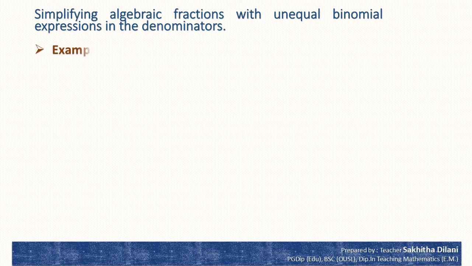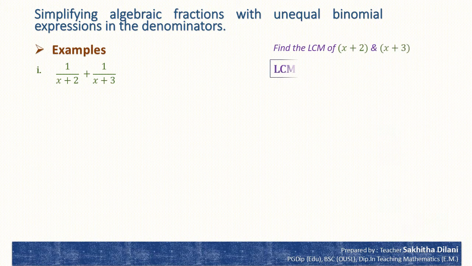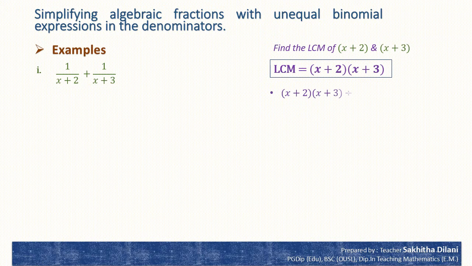Let's see some examples. The first one, 1 over x plus 2 plus 1 over x plus 3. First you have to find the LCM of these two denominators. That is x plus 2 into x plus 3. Now divide the LCM by the denominator in the first fraction. The answer is x plus 3. That means you have to multiply the first fraction by x plus 3.